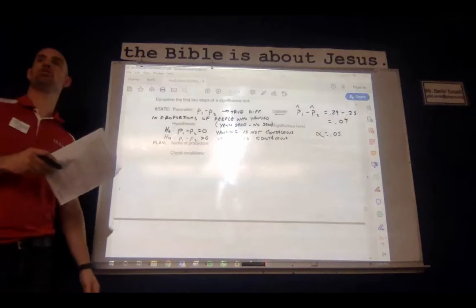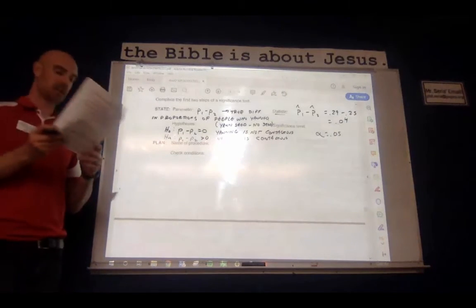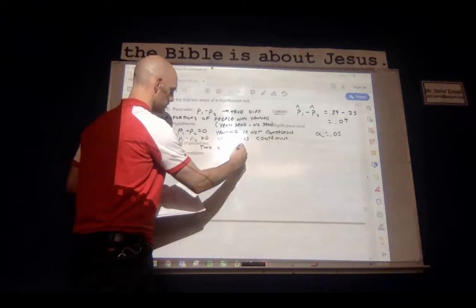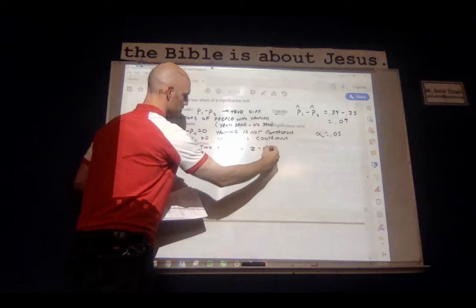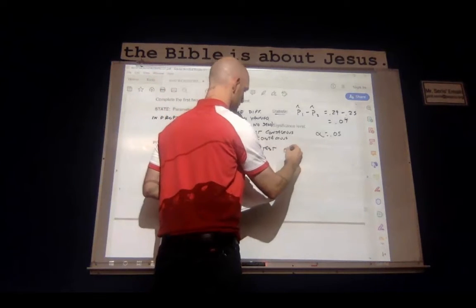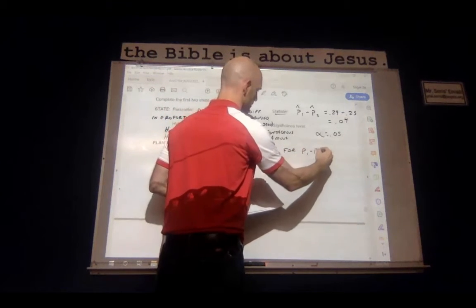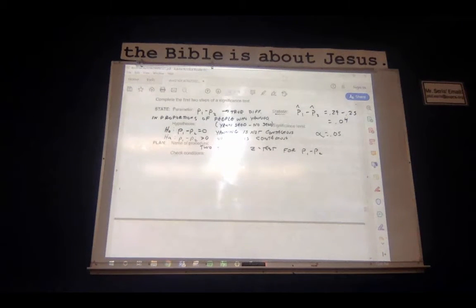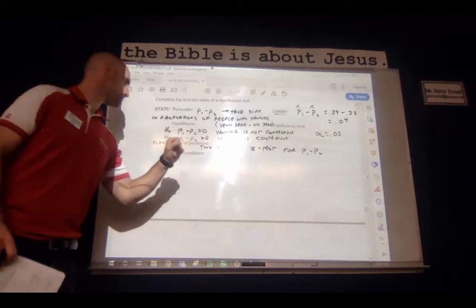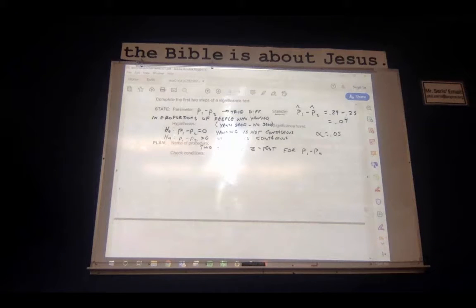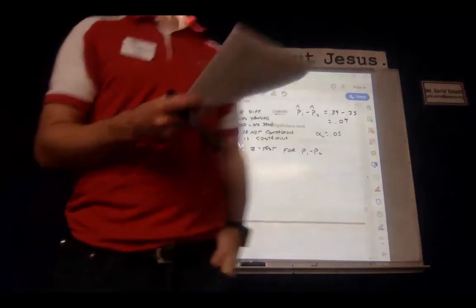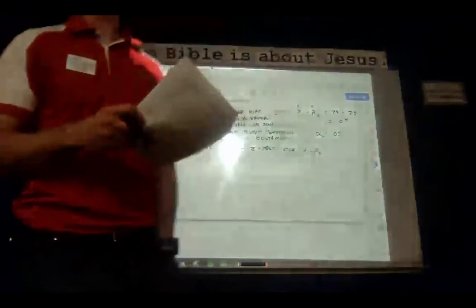New test coming up: the two sample Z test. Two sample Z test for P1 minus P2. How's it different from chapter 8? Chapter 8 is the two sample Z interval, because we're making a confidence interval.